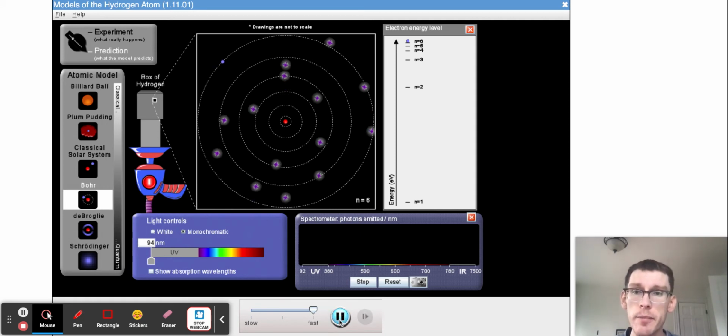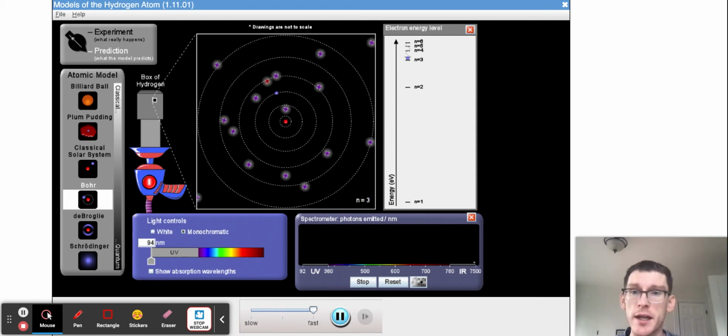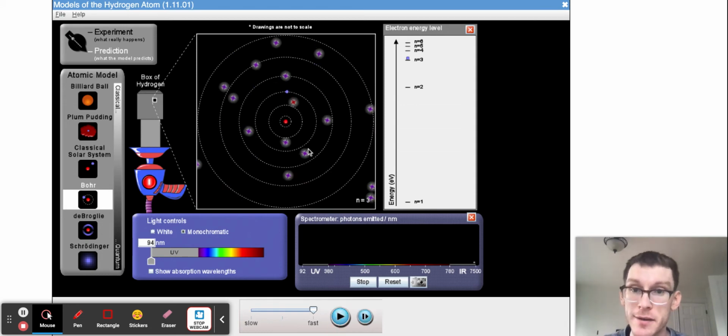So I'm playing the simulation again, and notice, now I paused it. The electron dropped down from the sixth shell. Now it's in the third shell, and we can count 1, 2, 3. We can also see it right here. So it's in the n=3 shell, having dropped down to a lower potential energy state.